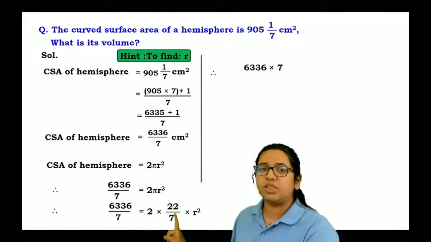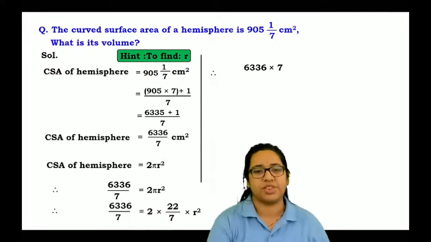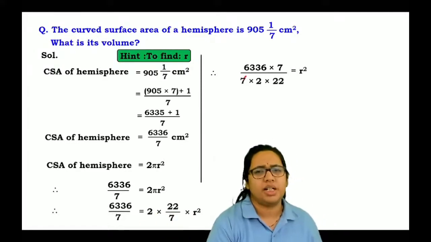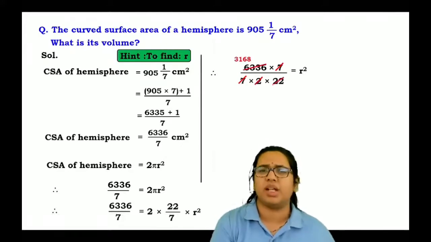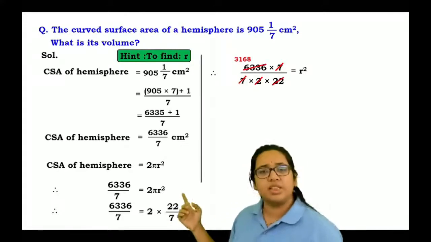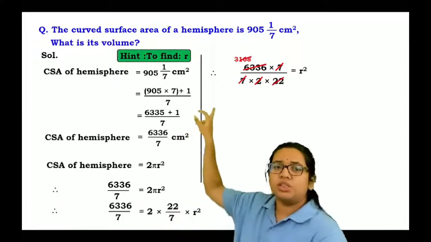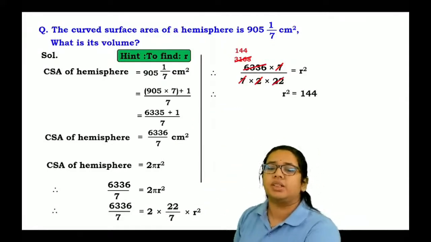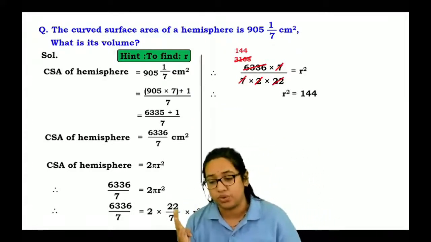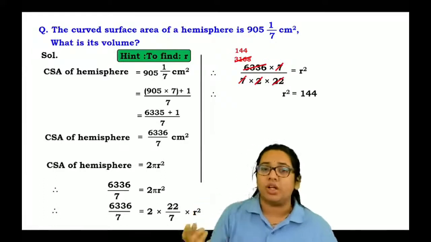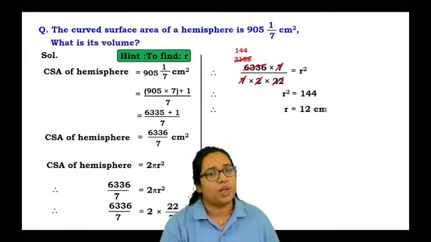Are you getting this one? So first of all, we can just cancel the 7s, and you will get r square as 6336 upon 22. So it will be something like this. As r square is equal to 144, obviously the value of r will be 12 here.